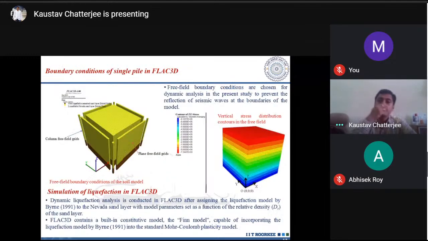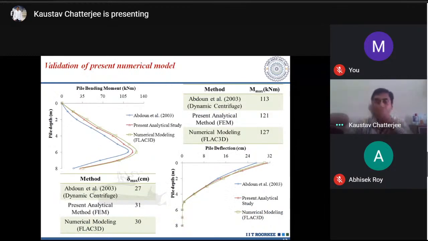Now, how have we simulated liquefaction? Dynamic liquefaction analysis was conducted after assigning a liquefaction model by Byrne to the Nevada sand layer, with model parameters which are a function of the relative density of the soil. In fact, there is an inbuilt function called the Finn model, which is capable of incorporating the liquefaction model of Byrne into this Mohr-Coulomb plasticity model. That's what we have.